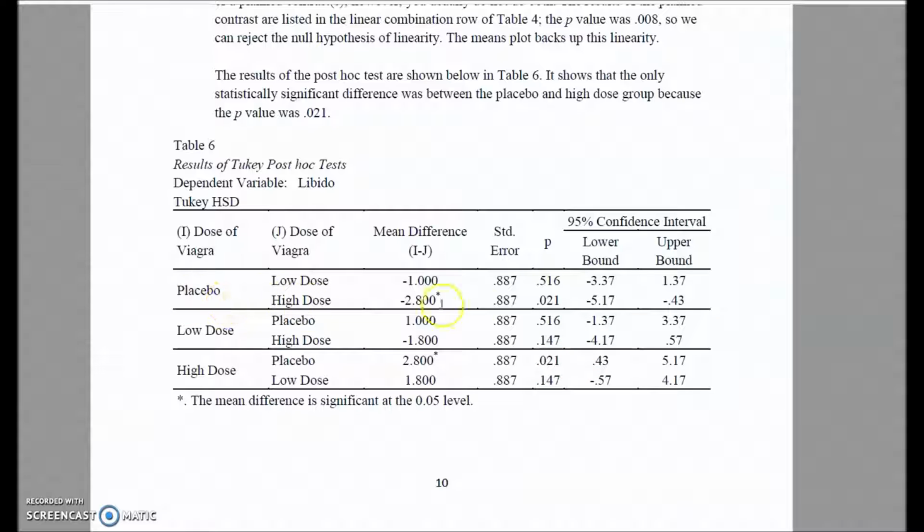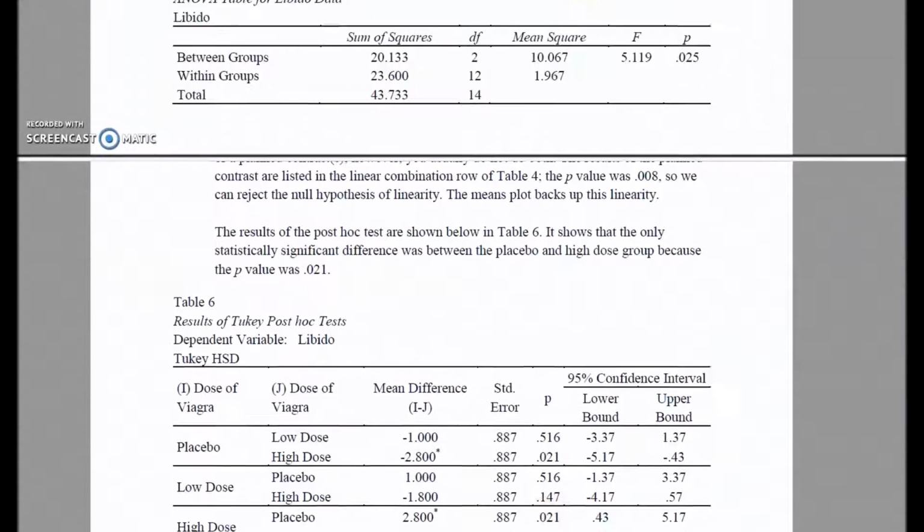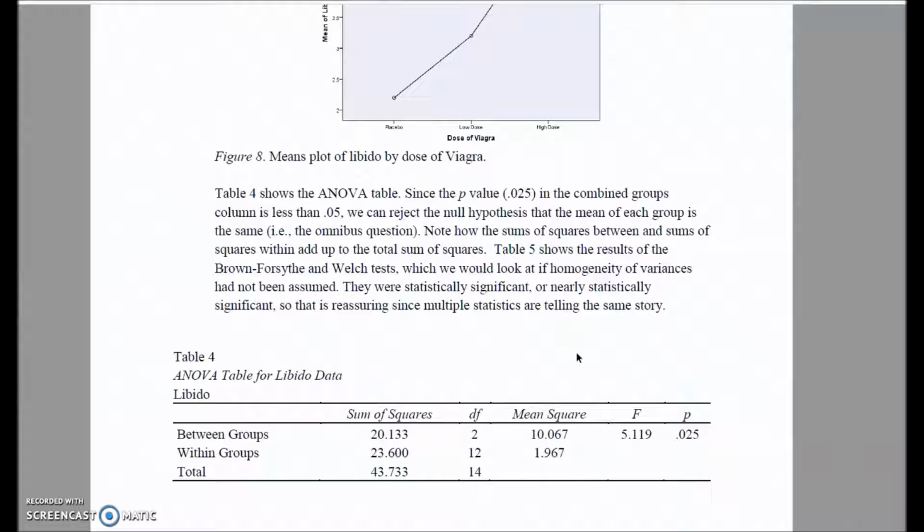So it's the same thing. Placebo and high dose over here, plus high dose and placebo. So whichever way you ran it, it is significant by 0.021. So it is less than 0.05. So now let us look at the other tables that you have.